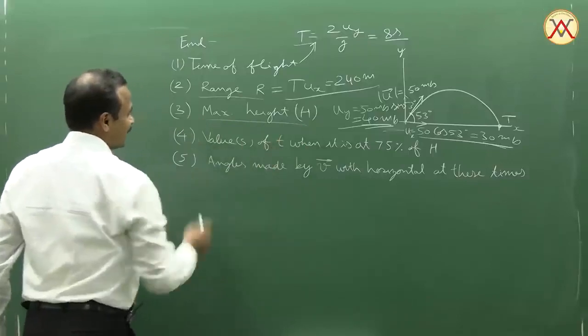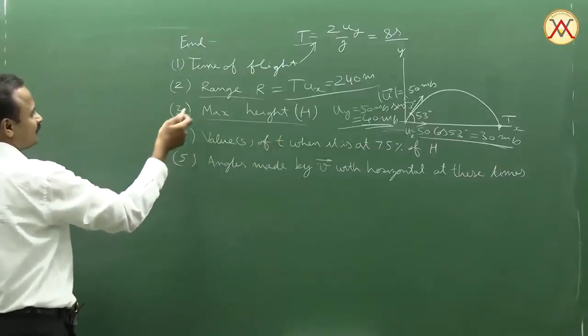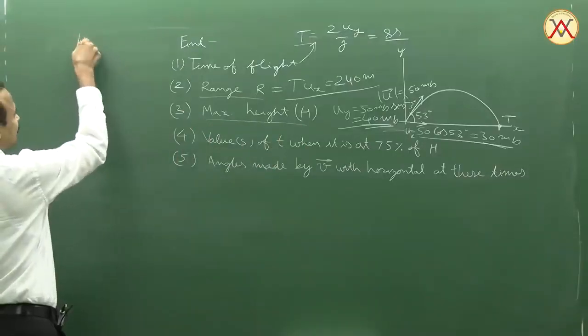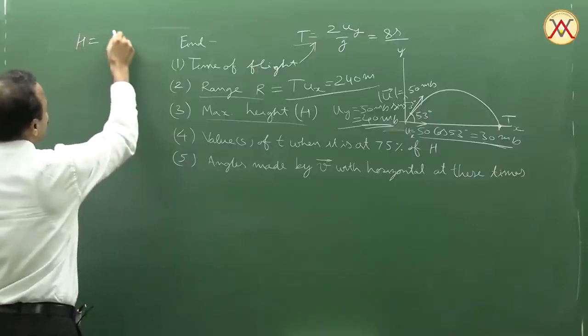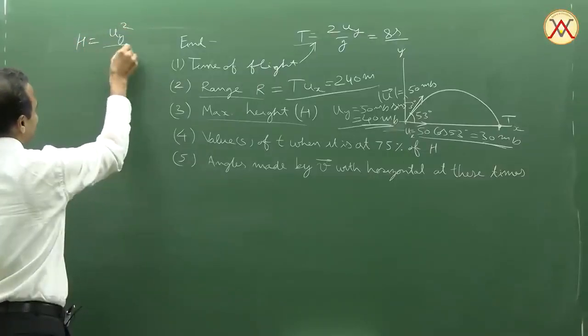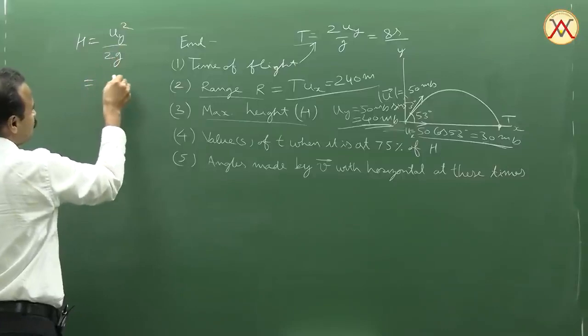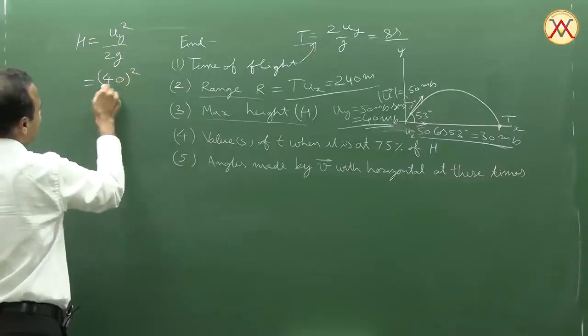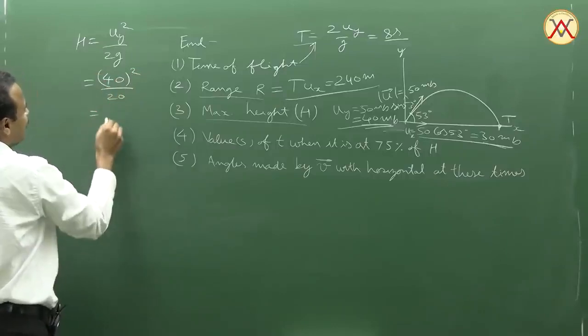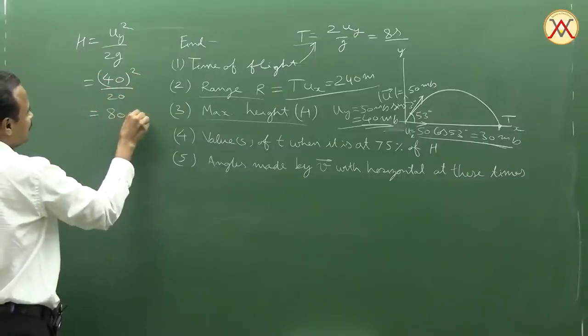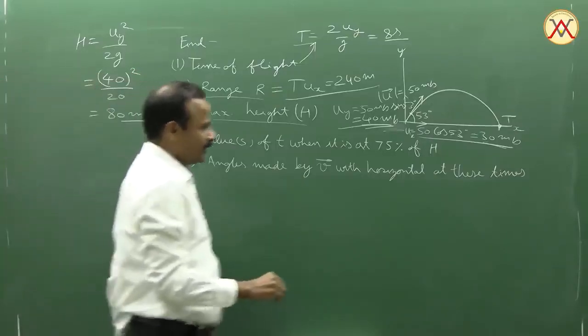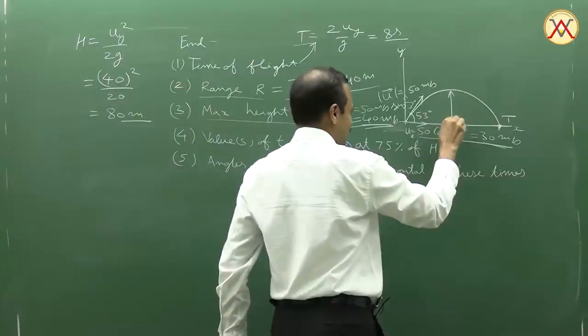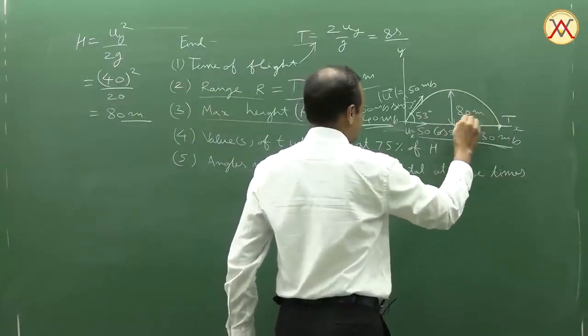The maximum height, again, we can use the formula in terms of components. The maximum height is uy squared by 2g. uy is 40. So 40 squared divided by 20, it becomes 80 meters. So the maximum height of projectile we have got as 80 meters.